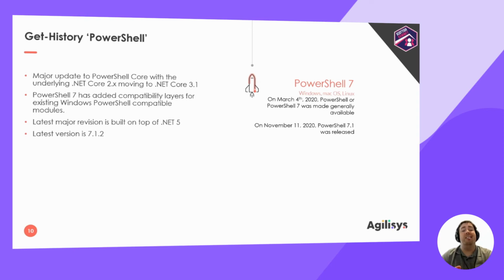What it actually does behind the scenes is use implicit remoting to create local aliases for the source commands. What that means is that it's loading up a separate session of old school Windows PowerShell 5.1, and it uses that to enable that compatibility layer.